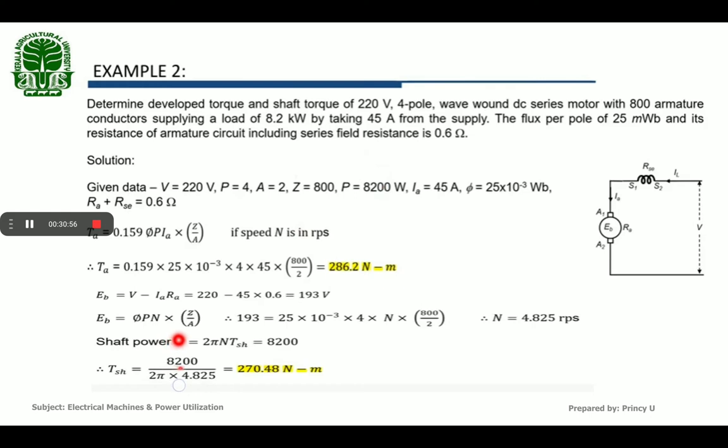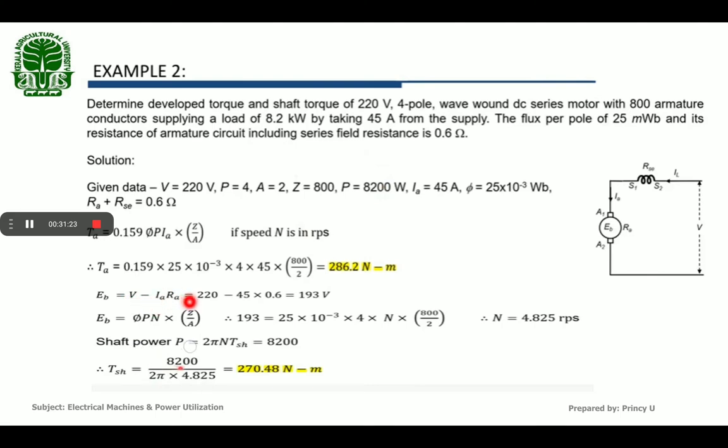Shaft power is given as 8200, and the speed? What is one way to get the speed? For shaft torque from 2 pi N T_sh, we need to know N and the power. What is the way to find N? The E_b equation: E_b is equal to φ P N Z by A. From it we can find N, but we don't know E_b.